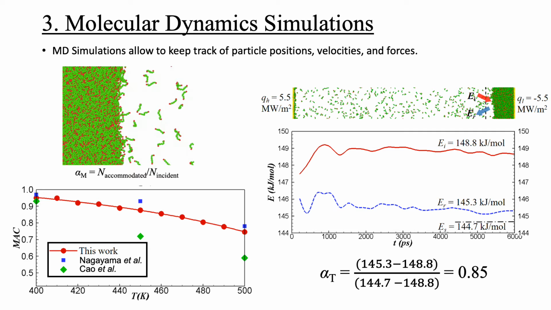The measurement of the TAC requires obtaining the average energy of the incident and reflected gas particles. As seen in the figure to the right, thanks to MD, we can obtain the average energy as time progresses in order to solve for the efficiency of the energy transfer between liquid and gas molecules at the interface.